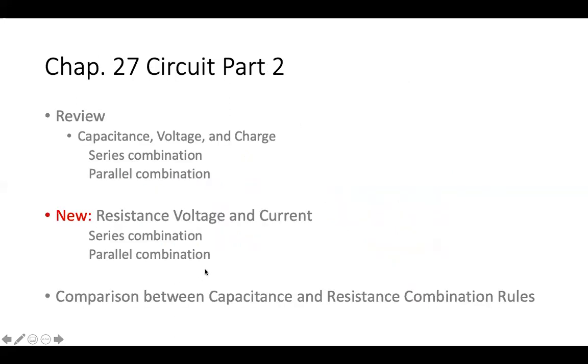In summary, this is what we learned. First, we reviewed the capacitance, voltage, and charge for series and parallel combinations of capacitors. And we introduced, this is new, the resistance, voltage, and current for series and parallel combinations of resistors. And in the end, we compared the different rules for combining capacitance and resistance.